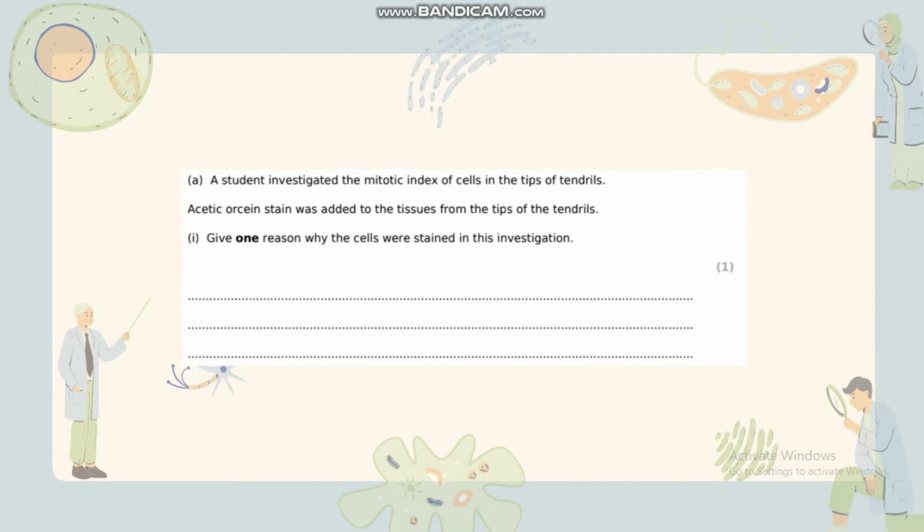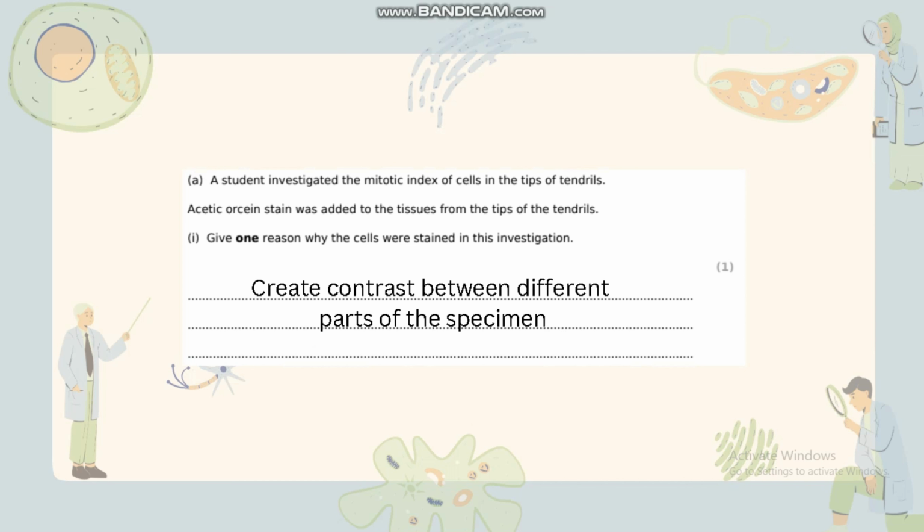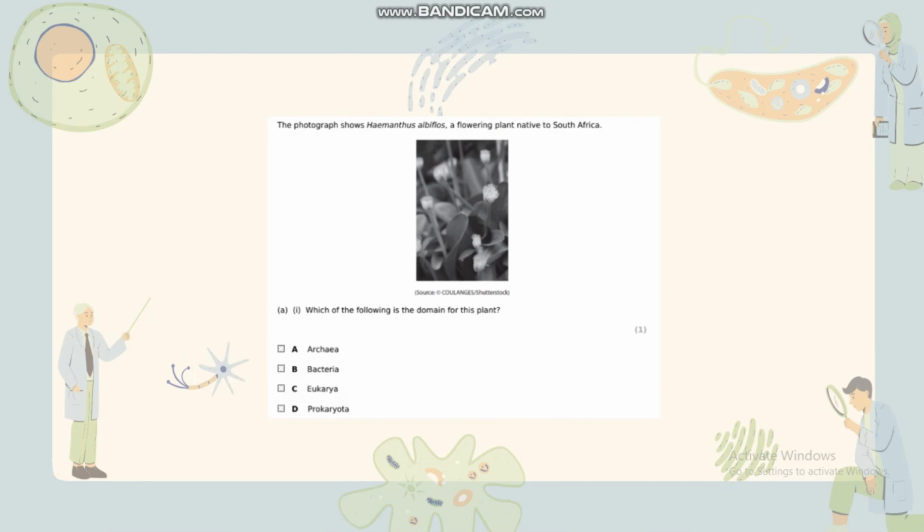A student investigated the mitotic index of cells in the tips of tendrils. Acetic orcein stain was added to the tissues from the tips of the tendrils. Give one reason why the cells were stained in this investigation. So stain is just to create contrast between different parts of the specimen. The photograph shows some species of a flowering plant native to South Africa. Which of the following is the domain for this plant? So we know plants are eukaryotes, so C.